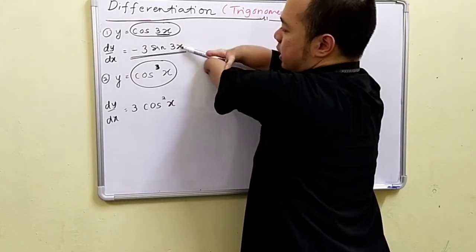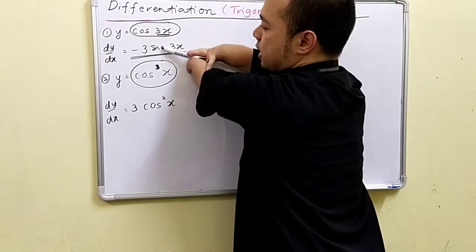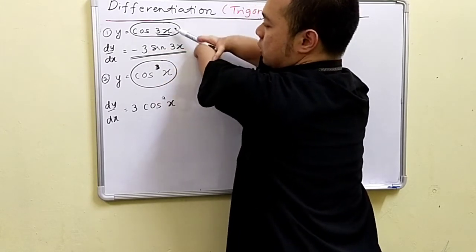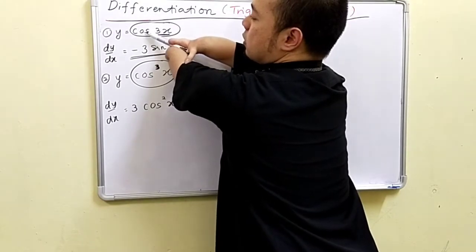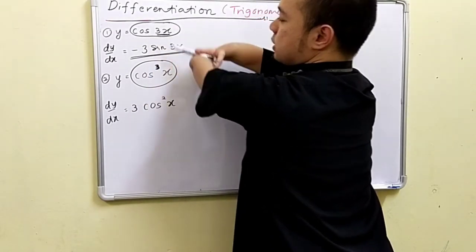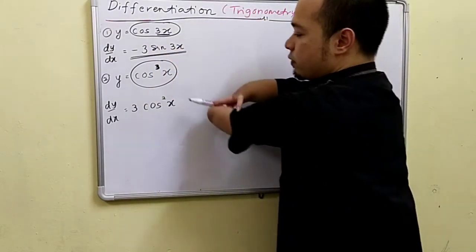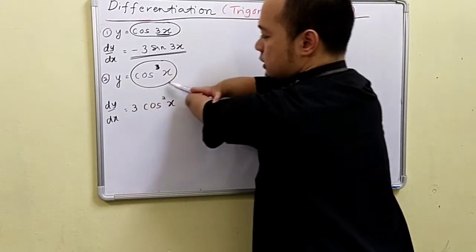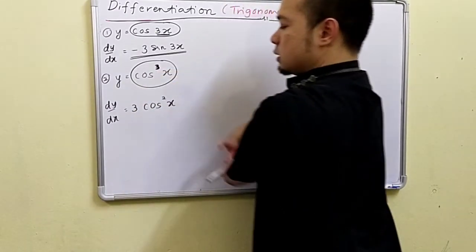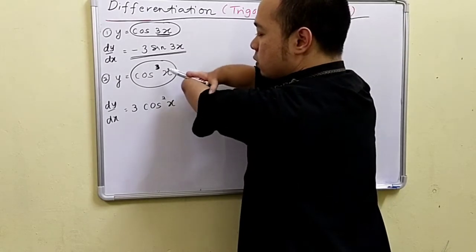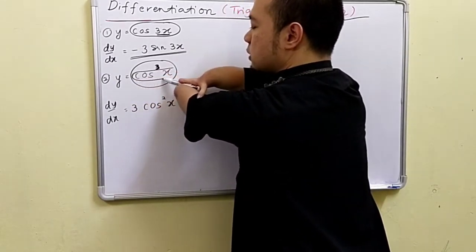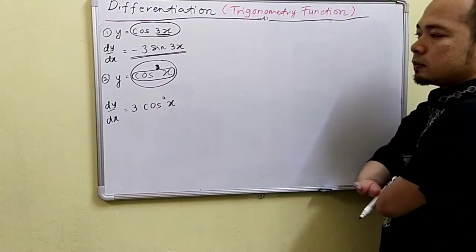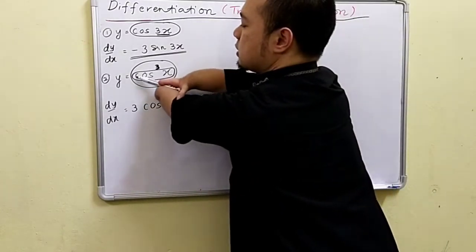You see? Still cos x. But over here, there is no cos. It's already sine, negative sign, because the outside is the cos 3x, the function itself. But for this case, the outside is the power. So this is the outside. Now, which one is our inside? Here. Our inside is cos x.